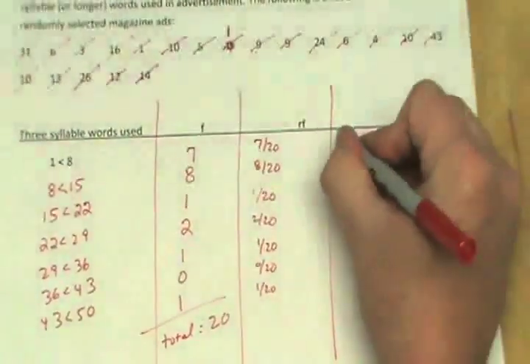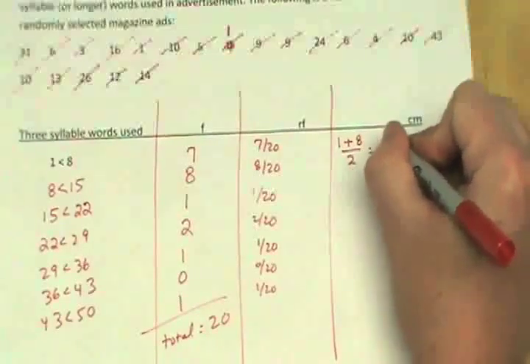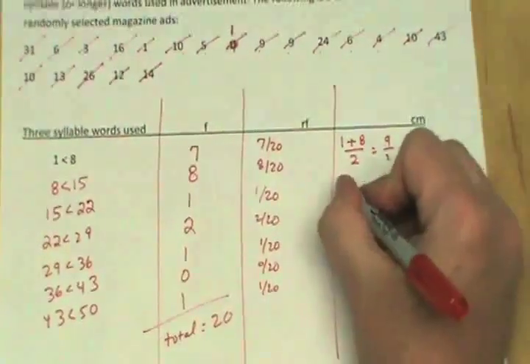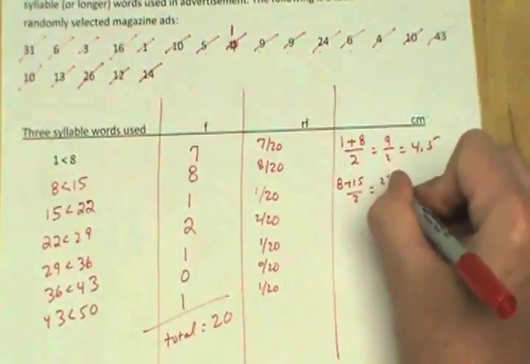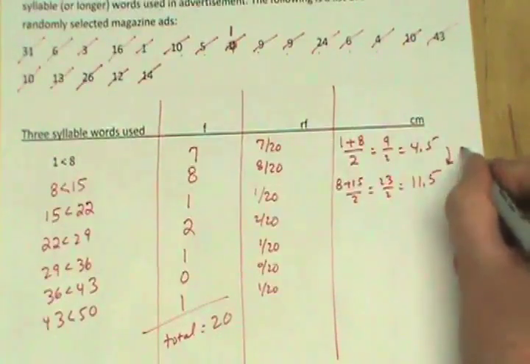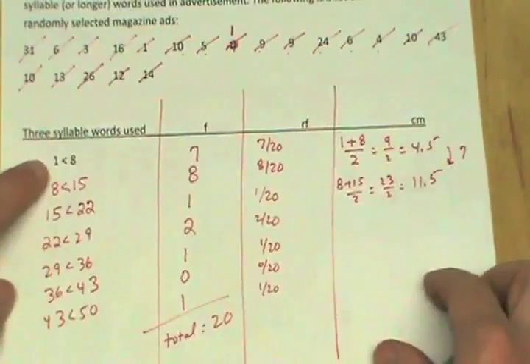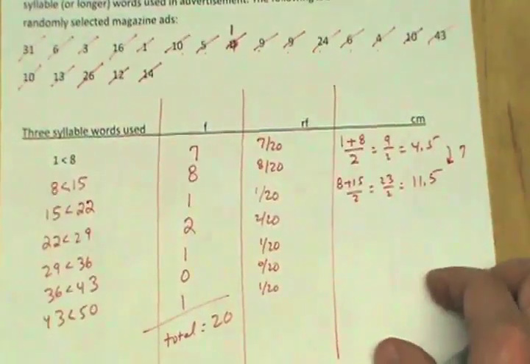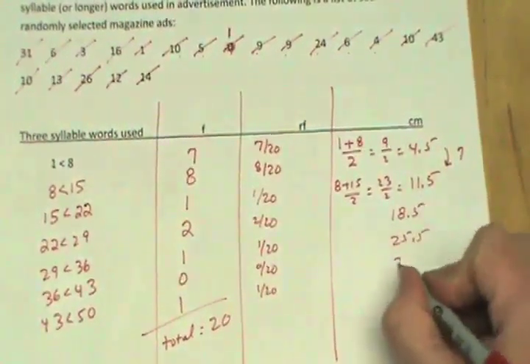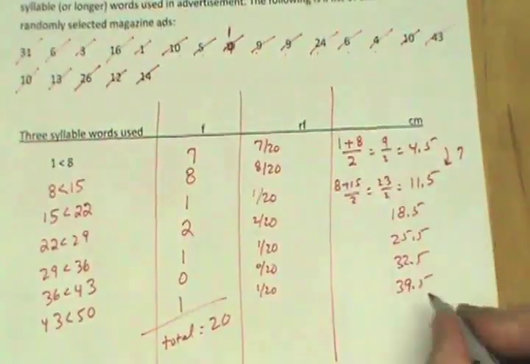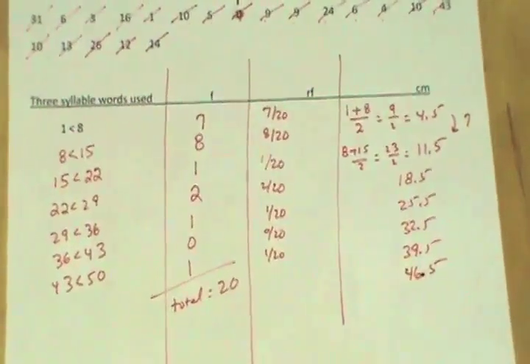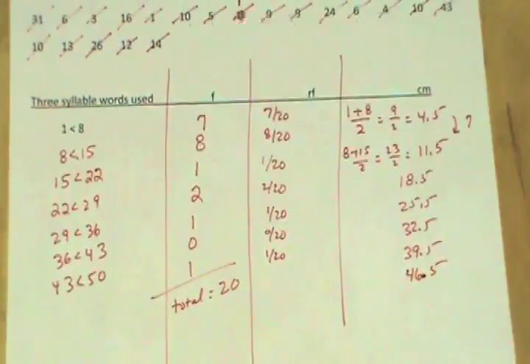Okay, class midpoint. The low is 1, the high is 8. That would give me 9 over 2, which is 4.5. And then we can say 8 and 15 divided by 2, that's 23 divided by 2, that's 11.5. Notice the increment here, or the class width, is a 7, and that is over here the difference between 1 and 8 is 7, and 7, and 7, all the way down. So if we add 7 to 11.5, we'd get 18.5. Add 7 is 25.5. Add 7 is 32.5. 39.5. Add 7 would be 46.5. And that right there, let's square it up for you very nicely, that would be a grouped data table.